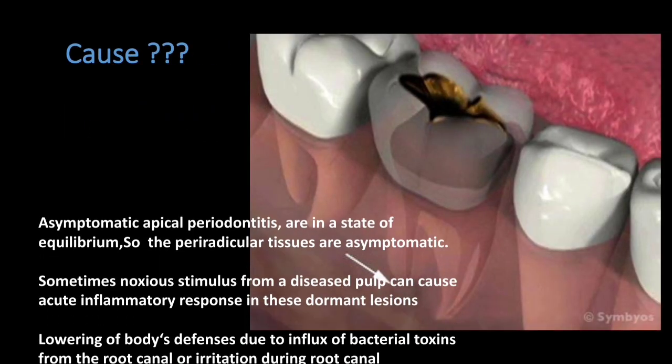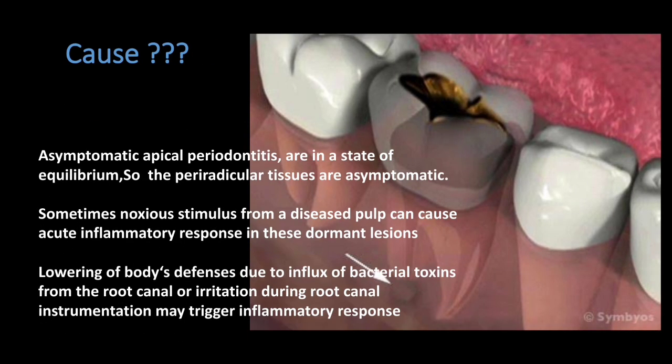So what causes phoenix abscess? See, asymptomatic apical periodontitis lesions are in a state of equilibrium. The periradicular tissues are asymptomatic. They are not showing any symptoms although there is an apical periodontitis. Sometimes a noxious stimulus from a diseased pulp can cause an acute inflammatory response in these dormant lesions, or sometimes the body's defense also gets lowered, and so the influx of bacterial toxin from the root canal or irritation during root canal instrumentation may trigger an inflammatory response.